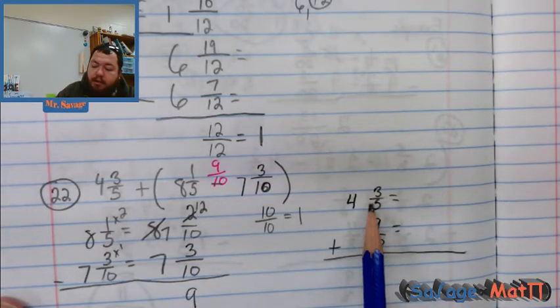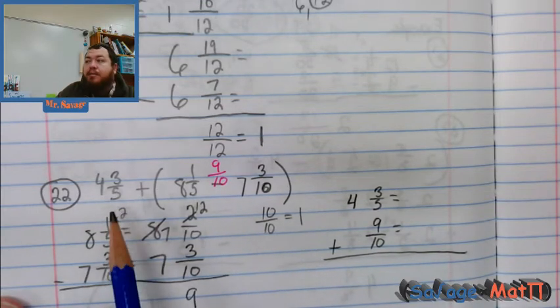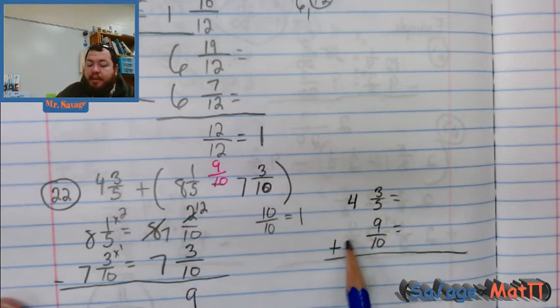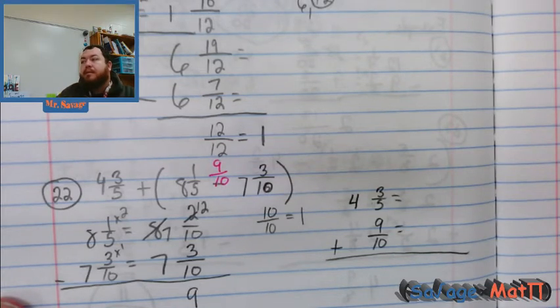Now, I didn't do 9/10 plus 4 3/5 because that's not the way it is written. The way it is written is 4 3/5 plus 9/10. Now when I add, does it matter? No, because we have the commutative property of addition that allows us to do that. However, we need to write it properly because when we subtract, it does make a difference.